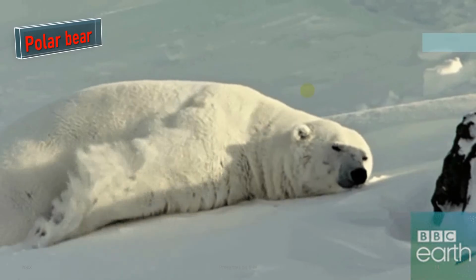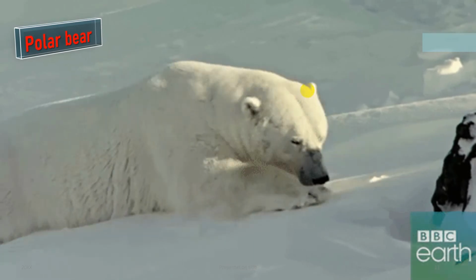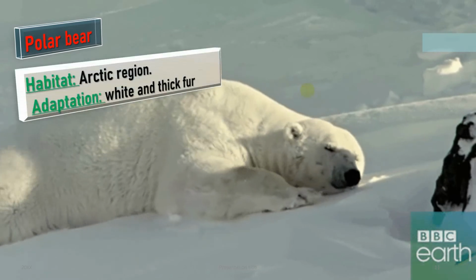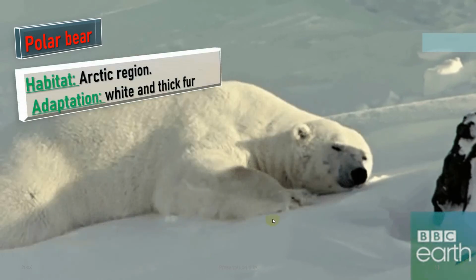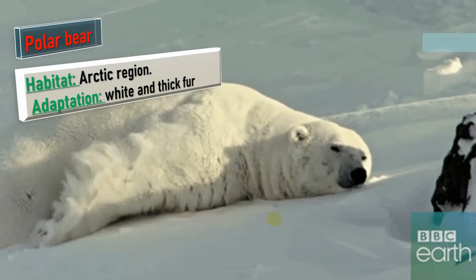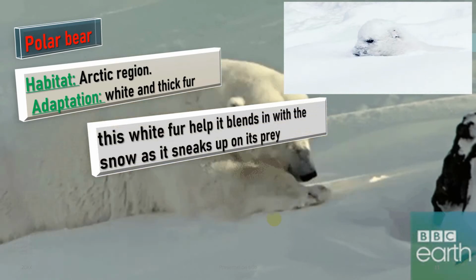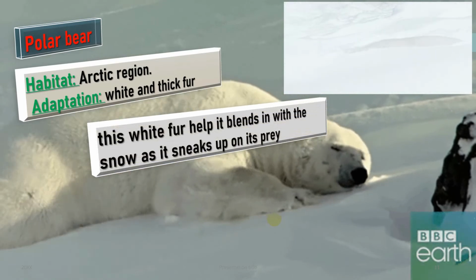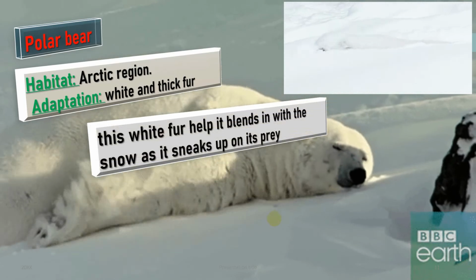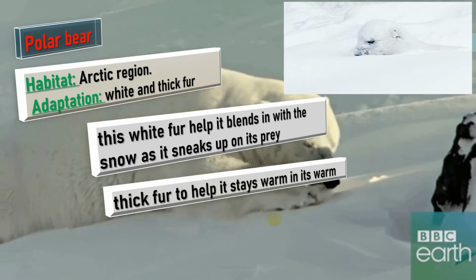We're going to take many examples of camouflage, and we're going to start with the polar bear. The polar bear, as we can see in this picture, has white thick fur because this kind of bear lives in the Arctic region. So the adaptation that the polar bear has is white and thick fur. This kind of adaptation helps the polar bear to blend in with the snow and easily sneak up on prey. Thick fur also helps the polar bear to stay warm.